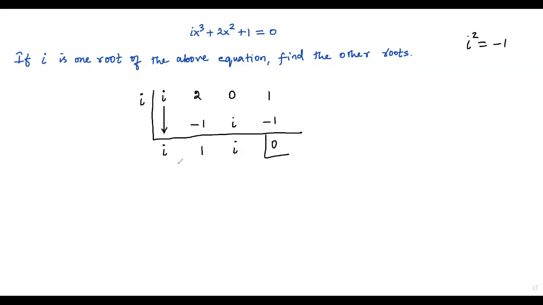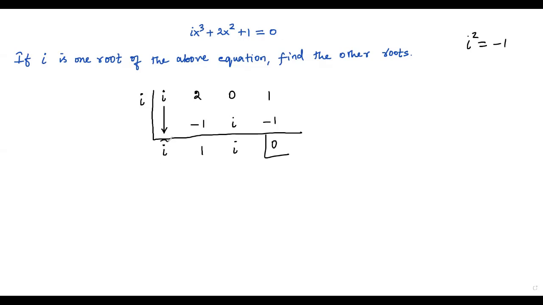Now I have to write a new equation using these numbers as coefficients. The degree of the new equation will be 1 less than the degree of the original equation. Here the degree of the original equation is 3, so the new equation that I'm going to write will be of degree 2. It will be a quadratic equation, because it has degree 2.